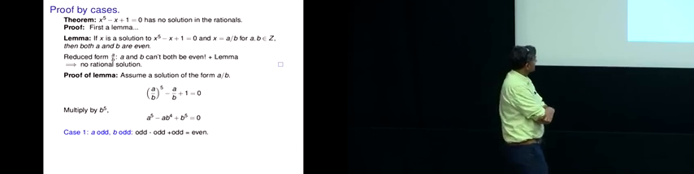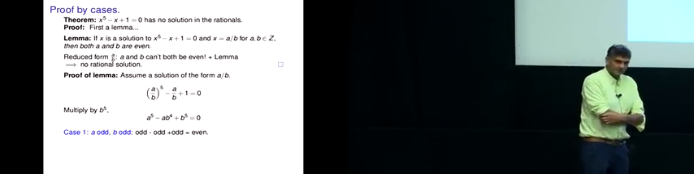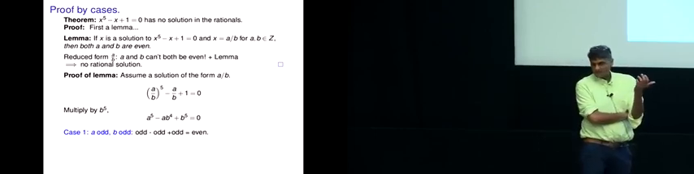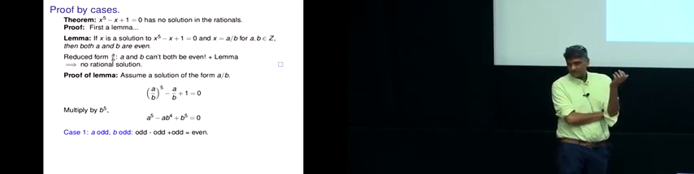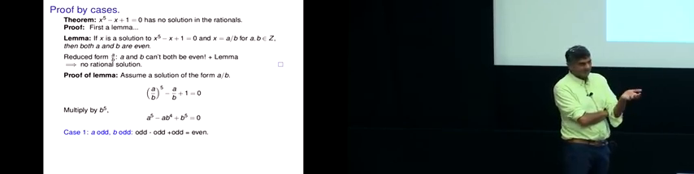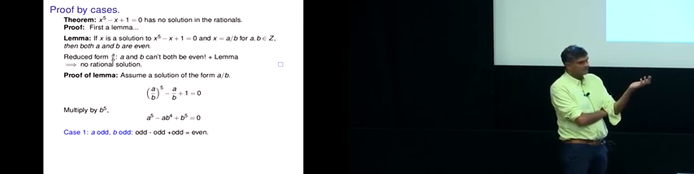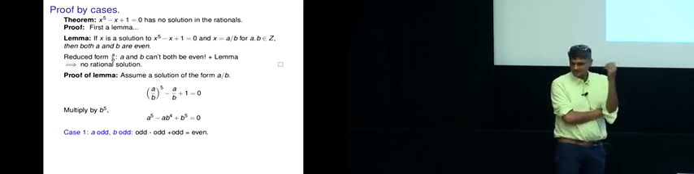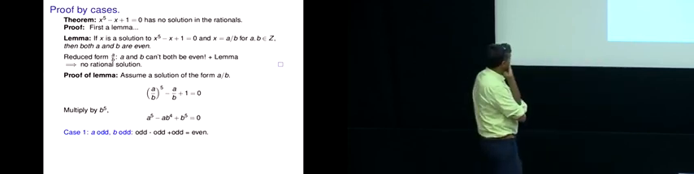So now we have these facts: when you multiply two odds, you get an odd. When you multiply two evens, you get an even. When you multiply an even by an odd, you get an even. That's all the cases. Okay, so let's look at those cases.